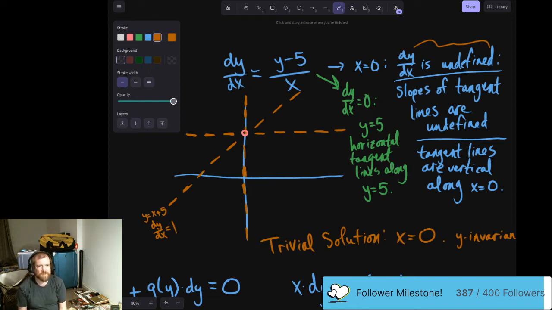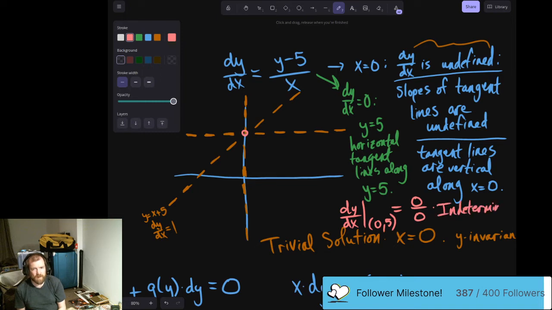Okay, I also should make that point a little more clear. So at this particular point, when we have dy/dx at 0, 5, we end up getting 0 over 0. So not only is it undefined, but this is indeterminate. If you remember from your L'Hopital's rule stuff, right? That's messed up, man. We can't do that.